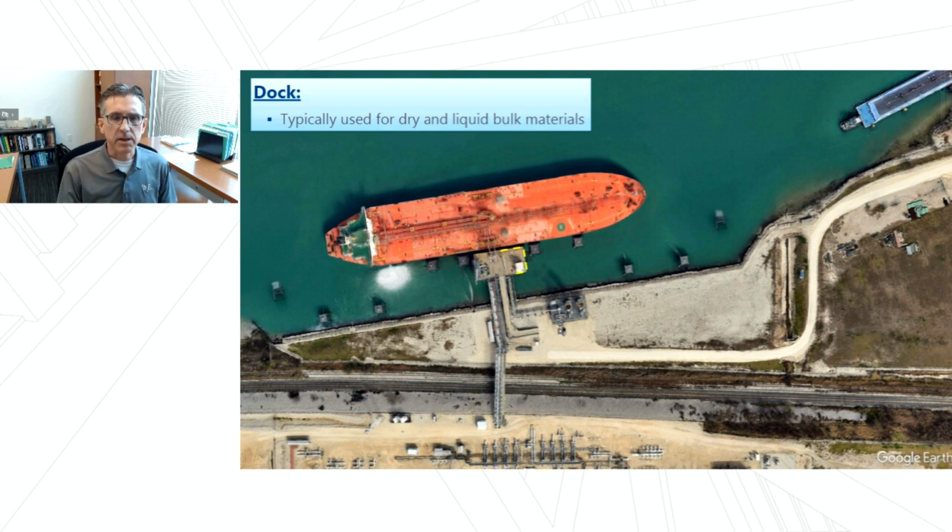This is an example of a dock structure, in this case, a T-head dock, typically much smaller than a pier or a wharf and commonly used for locations where they're loading dry bulk material or liquid bulk material. In this case, it's liquid petroleum products going into a tanker. Because the dock structure itself is fairly small, it also is used along with other maritime structures like berthing dolphins and mooring dolphins to secure the vessel in place during loading or unloading.